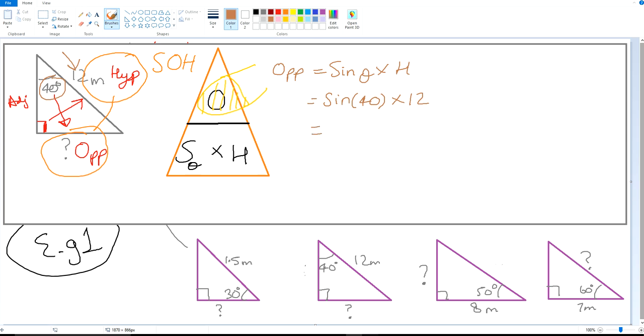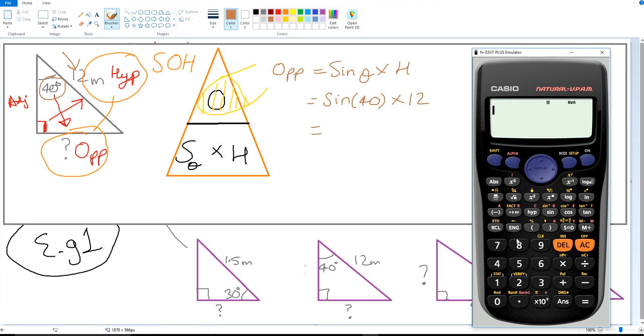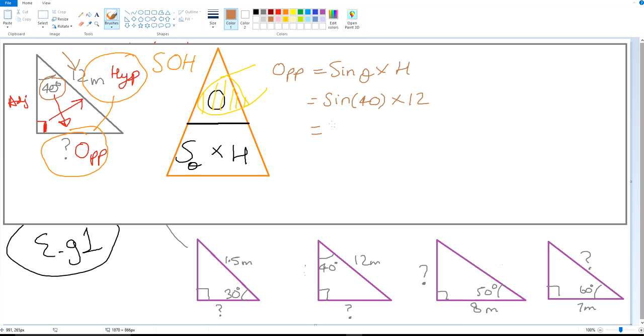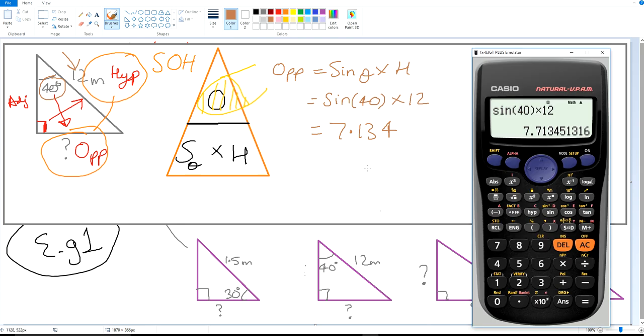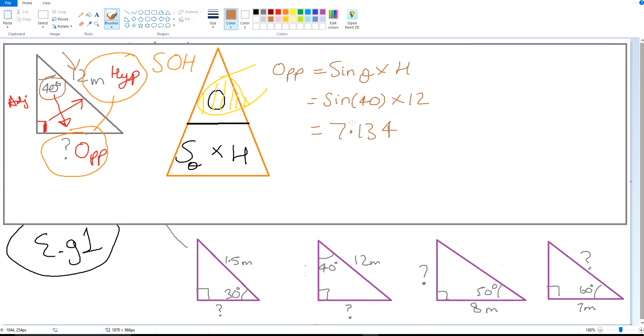So now we pop up our trusty calculator. We type in sine 40, we close the bracket, and then we times it by 12. And then that gives us a nice, lovely answer. I have to memorize the answer now, because when I press, it will disappear. 7.134. Sorry, is it 7? Pardon me. Okay. 7.71. Okay, let's squeeze the 7 in.